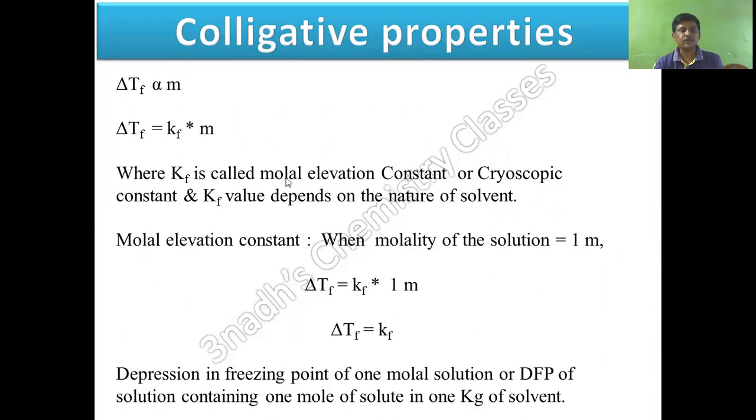KF is also called the cryoscopic constant. Molal depression constant or cryoscopic constant, and the KF value also depends on the nature of the solvent. Cryoscopic constant is defined as the depression in freezing point of a 1 molal solution. Depression in freezing point of a 1 molal solution we call the molal depression constant or cryoscopic constant.